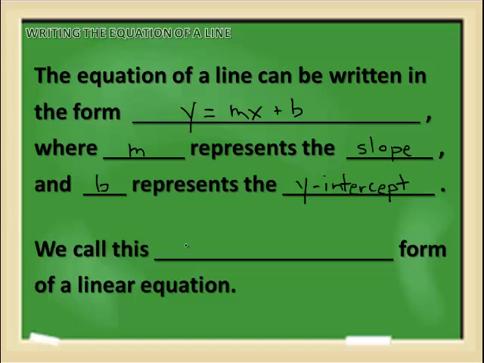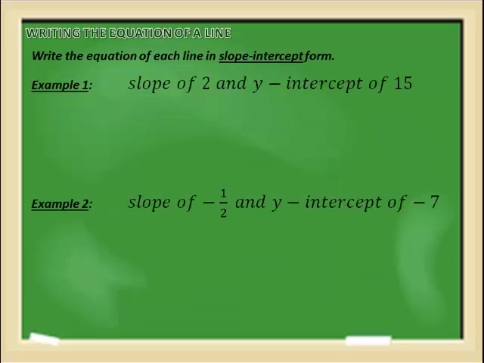We call this the slope-intercept form of a linear equation. There's different ways we can write a linear equation. This is called the slope-intercept form because it has the slope, the m, and it has the y-intercept, the b. That's where we get slope-intercept form. So let's go ahead and remember that the equation is going to be written y equals mx plus b, and let's look at a couple of examples.